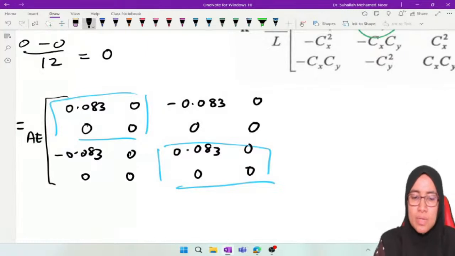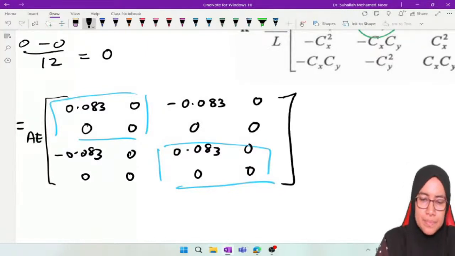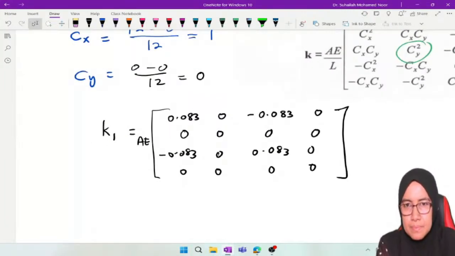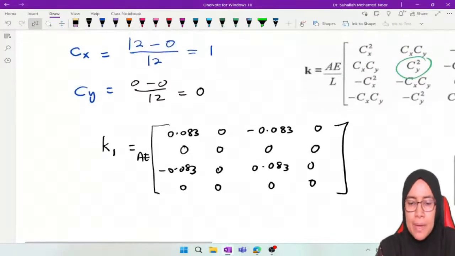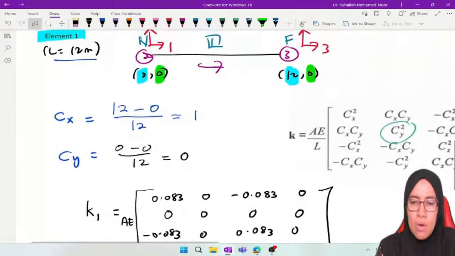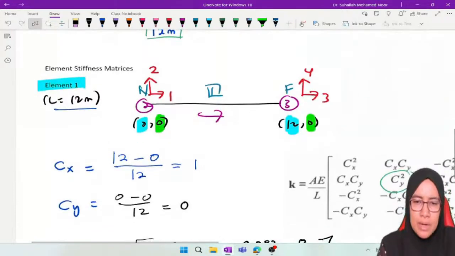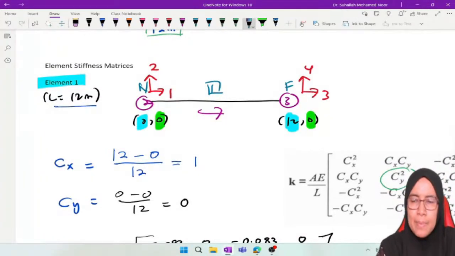Like this. So this is actually K1, a 4 by 4 matrix. But this is not finished yet, because we have to label the K. We have to label this based on degree of freedom.